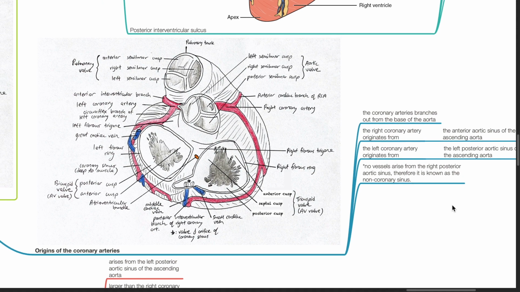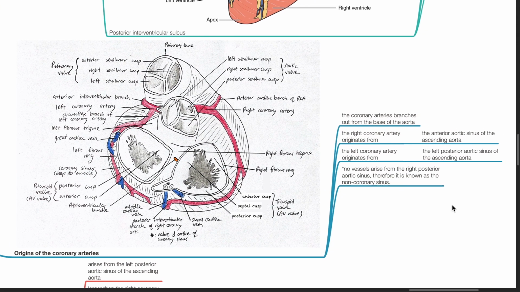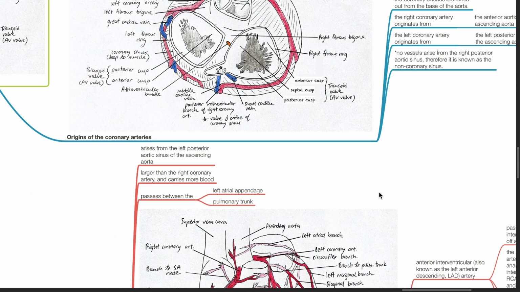Origins of the coronary arteries. The coronary arteries branch out from the base of the aorta. The right coronary artery originates from the anterior aortic sinus of the ascending aorta. The left coronary artery originates from the left posterior aortic sinus of the ascending aorta. No vessels arise from the right posterior aortic sinus, therefore it is known as the non-coronary sinus.